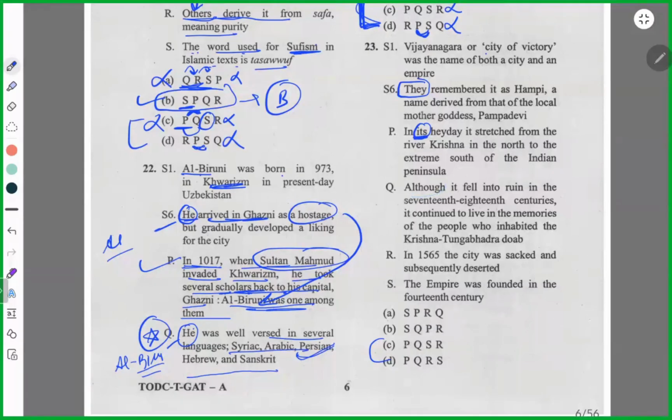Let us say PQ, then S. The empire was founded in the 14th century. Now see again, there is a disconnection between Q and S, right? If we are talking about empire, obviously we should talk about Vijayanagar. Again, S will be the starting. Eliminated. That's it. Now this will be the starting.